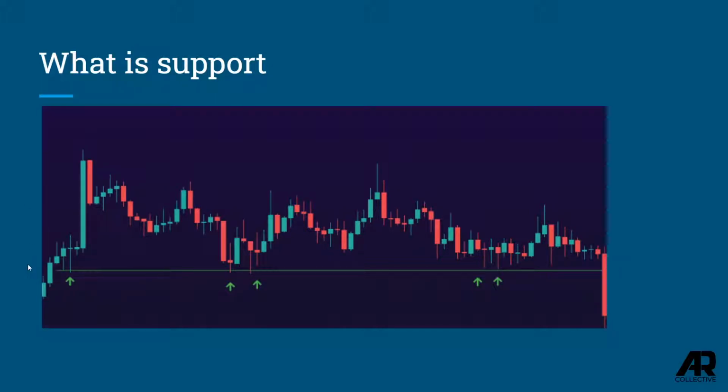Now, in the most simple terms, everybody always tries to complicate it, but it's an area where we expect there to be a bounce, right? Where there is demand and where more than likely if price goes there, it will bounce. So as we can see here, we have a horizontal support and we can see that every time the candlesticks go there, we have buying pressure, right? People are buying at this level, and this is a support.